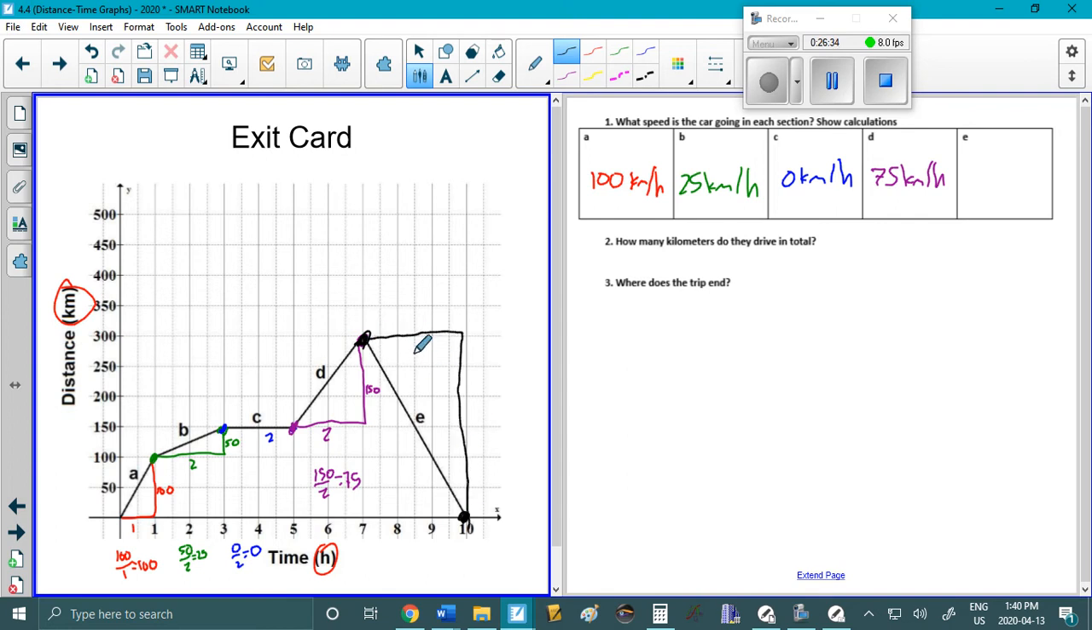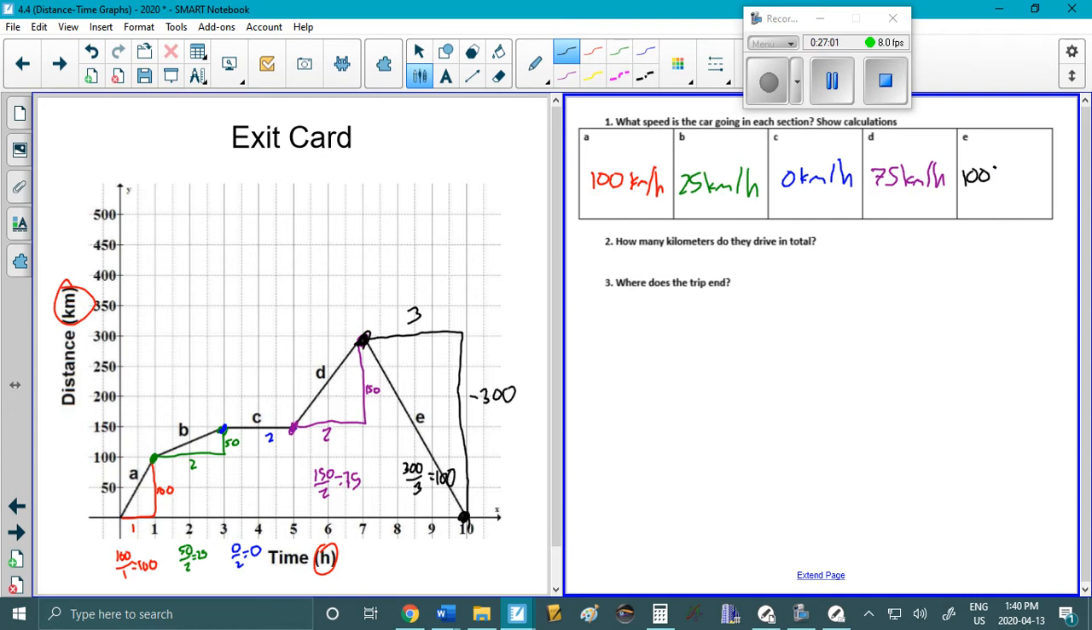Okay, so you'll notice my triangle's up here this time. That's just to save space. So we start at 300, we go down to 0. So 0 minus 300 is negative 300. And that negative just tells us that they're going towards home. The time goes from 7 to 10, which is 3. I'm going to ignore the negative. 300 divided by 3 is 100. They're going 100 kilometers an hour. And that negative just told us they're going towards home.